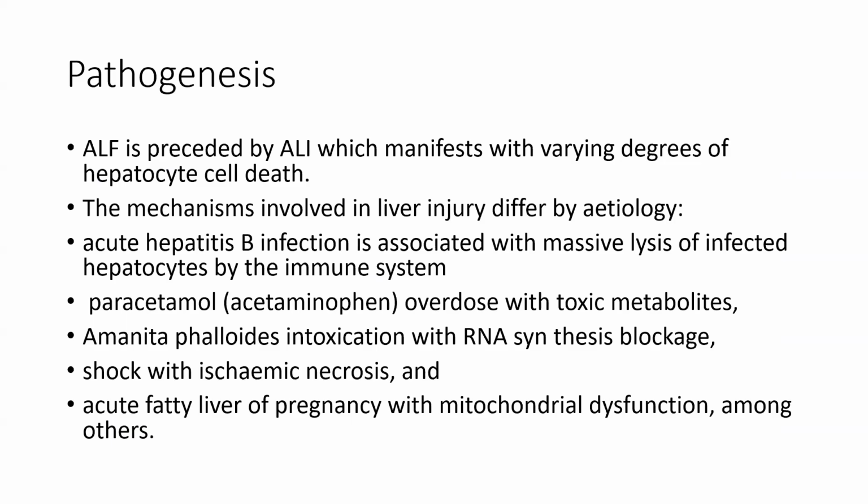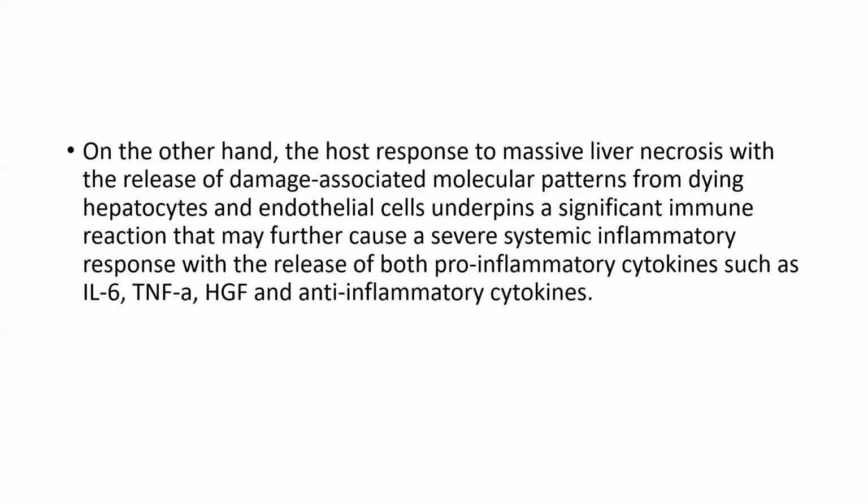Now about pathogenesis. ALF is preceded by acute liver injury which manifests with varying degrees of hepatocyte cell death. The mechanism involved in the liver injury differs by etiology. Acute hepatitis B infection is associated with massive lysis of infected hepatocytes by the immune system. Paracetamol overdose with a toxic metabolite. Amanita phalloides intoxication with RNA synthesis blockage. Shock with ischemic necrosis, and acute fatty liver of pregnancy with mitochondrial dysfunction, among others.